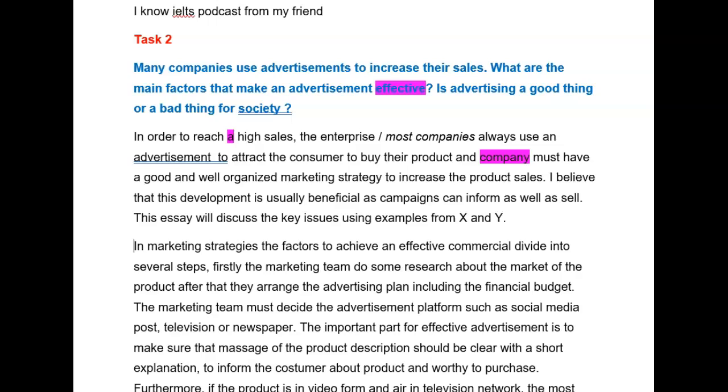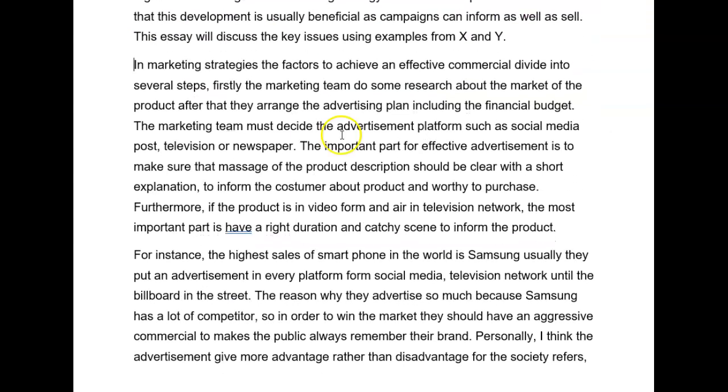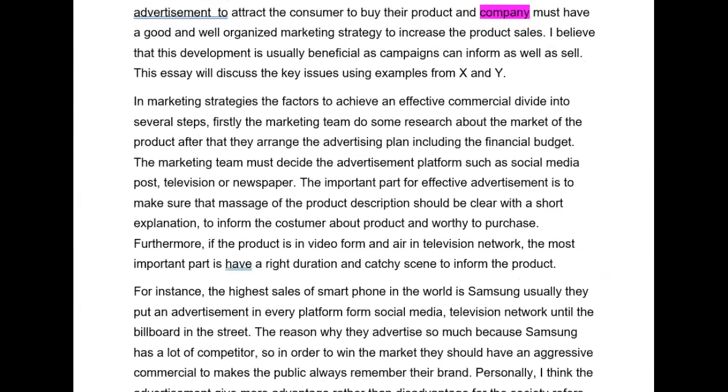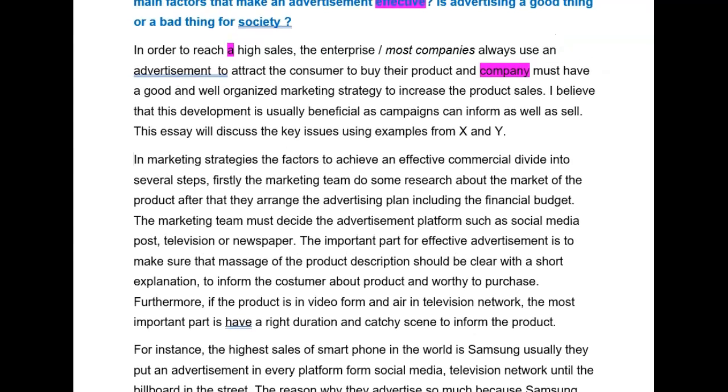Then you need to start with your main paragraphs. You want two body paragraphs. Okay. One and for instance, and you haven't got a conclusion. Okay, so you got a little bit of a conclusion there. Okay, good, that's fine. So two big paragraphs and then your conclusion.